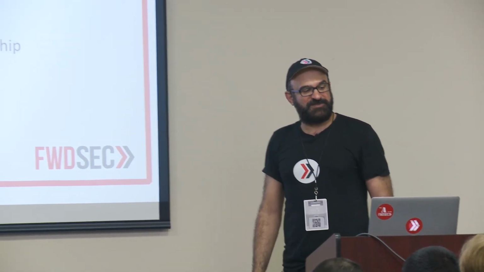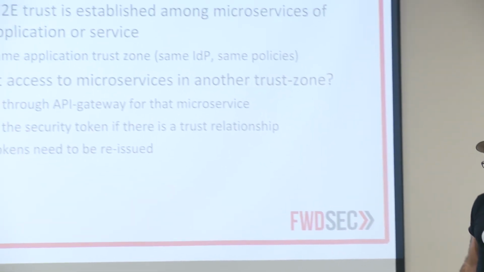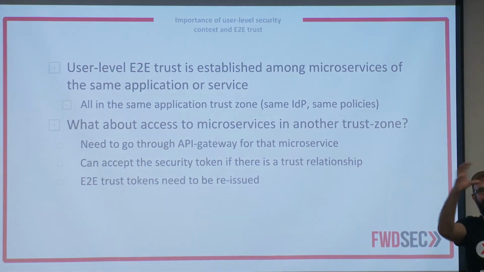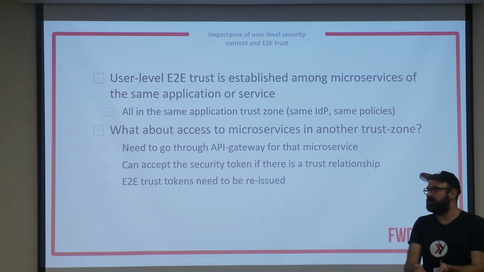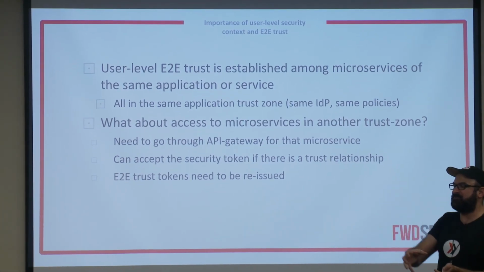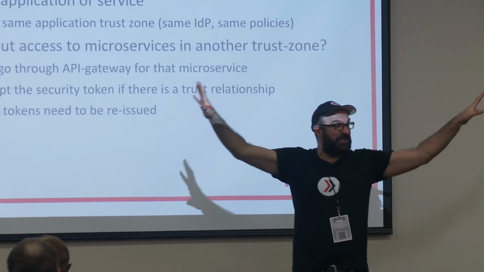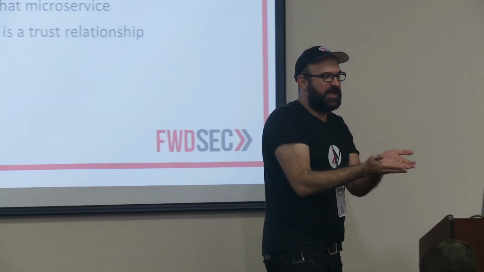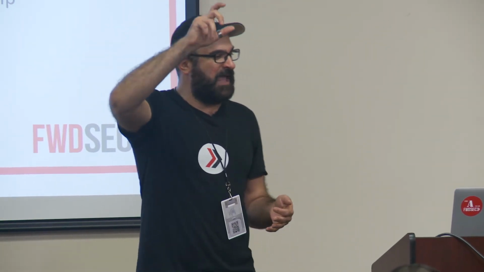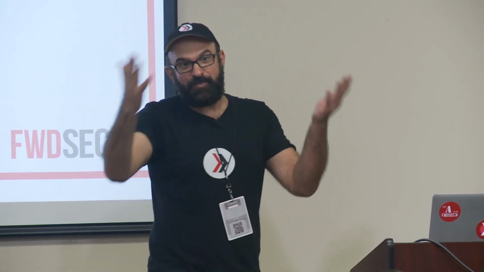So user-level end-to-end trust is established among microservices of the same application or service, right? So we had this monolithic application, right? Before, they were all inside this walled garden, all the different functions lived happily ever after together. You broke these out, but they still belong to the same application. They can be used by other applications, but technically they're trying to perform functions that ultimately roll out to this application. And they're all in the same app. We call it an application trust zone. So they use the same identity provider and the same policies, right? Because they are part of that application.